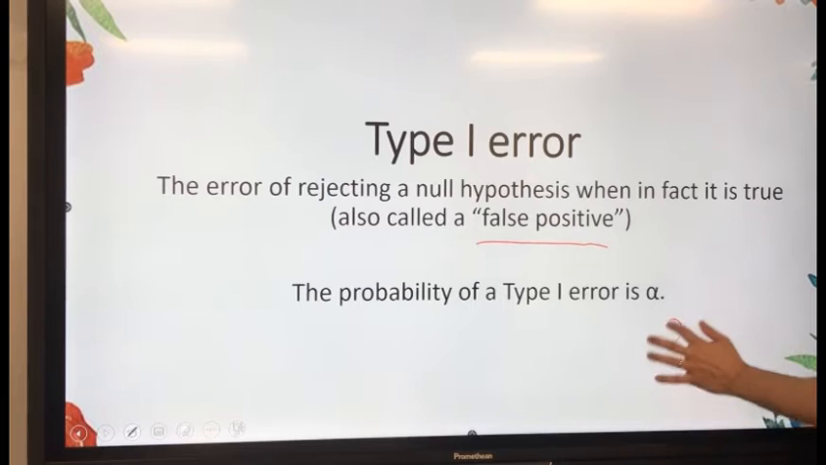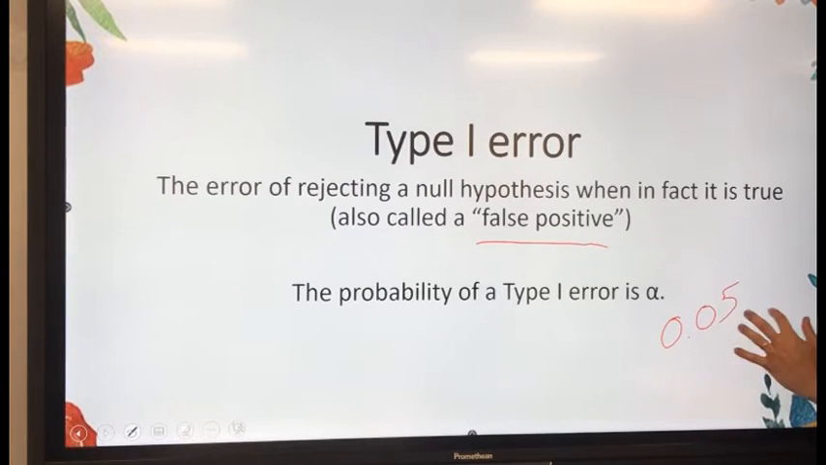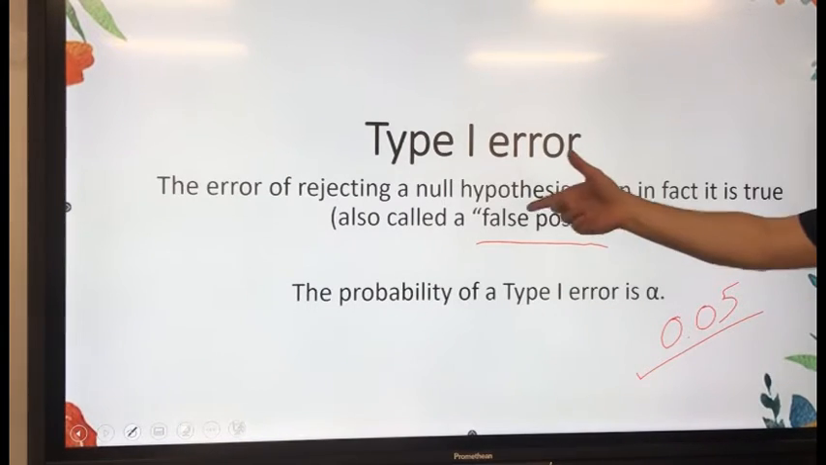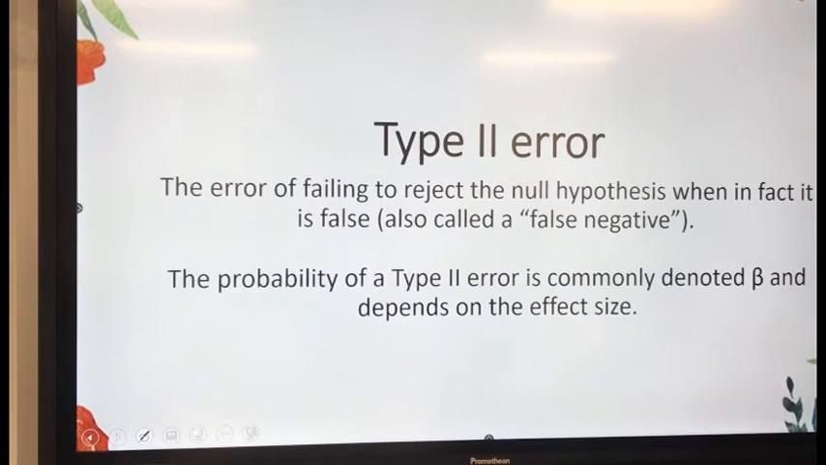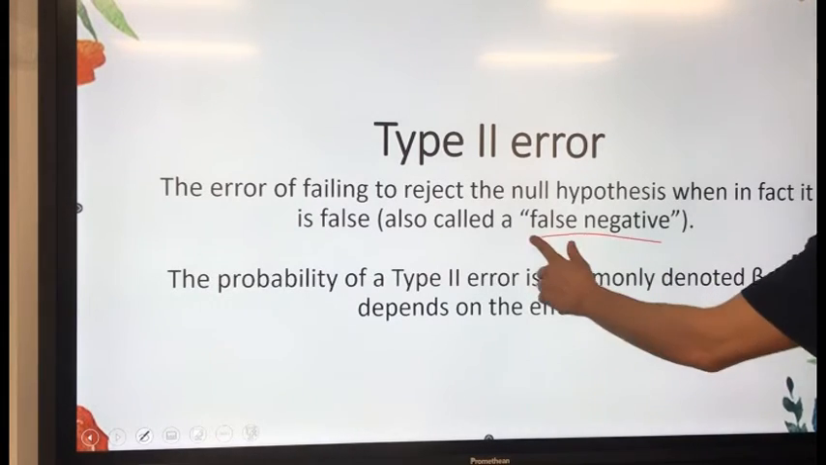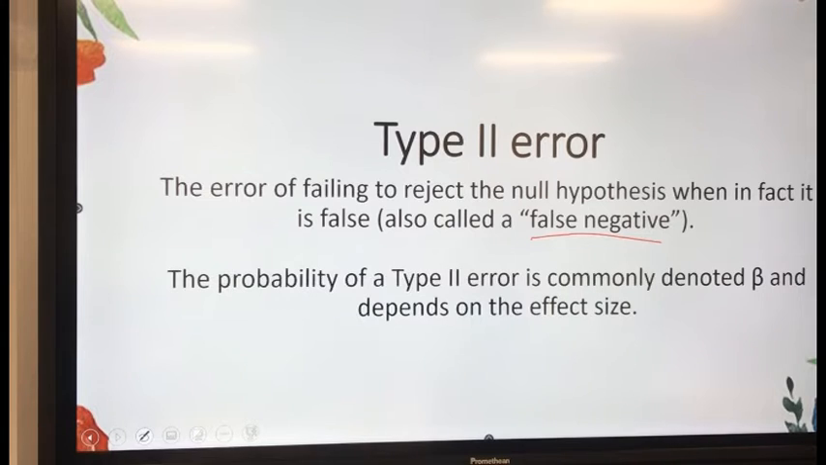So if you set your alpha level, which is the usual, at 0.05, then that pretty much means you have a 5% chance of rejecting the null, but it actually ends up being true. Which is still kind of small, right? 5% chance. A type 2 error, the error of failing to reject the null hypothesis when in fact it is false, also called a false negative. The probability of a type 2 error is commonly denoted by beta and depends on the effect size.